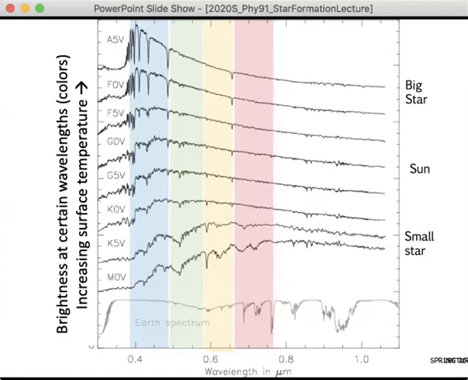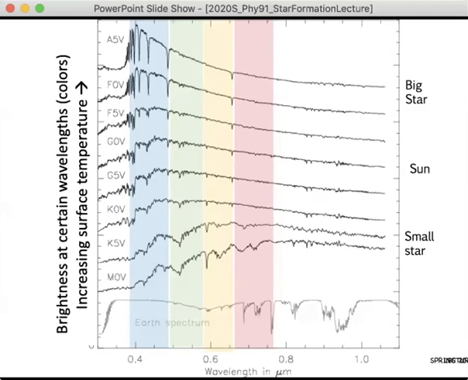Here are examples of what it looks like for a variety of different stars. What you're seeing here is how much light is being emitted at different colors. And I roughly show you where the colors of the rainbow reside. On the top, you're seeing what comes out of big stars. In the center are examples of what you see for stars like the sun. And on the bottom is for stars that are smaller and cooler than the sun.